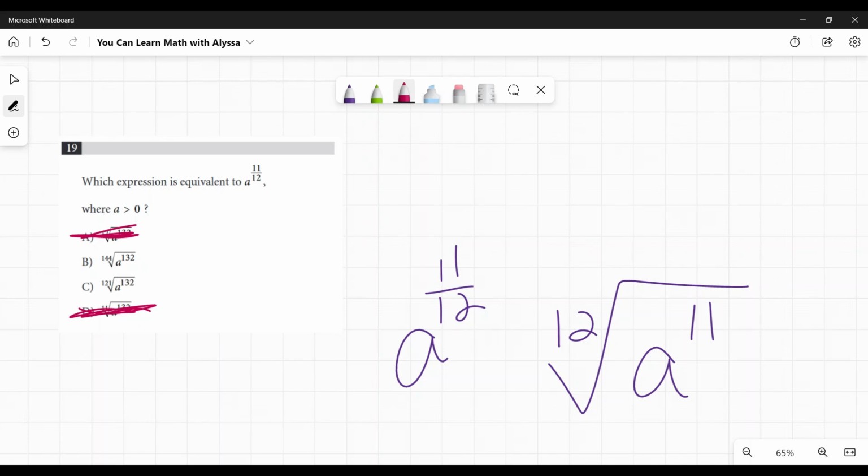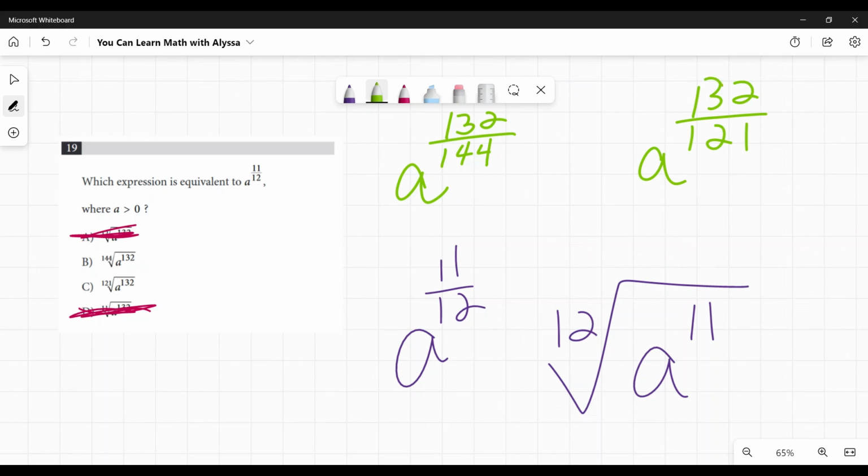What I'm going to do is change both of these into this format, because remember, I can go back and forth. So this first one, B, would be a to the power of 132 over 144. And the second one, C, would be a to the power of 132 over 121.